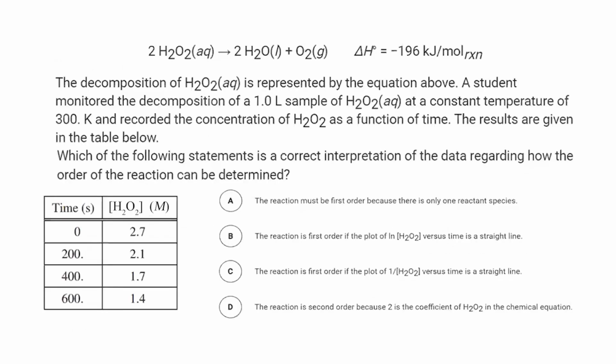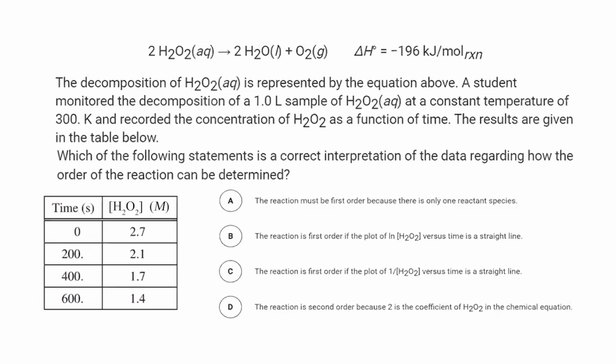Decomposition of hydrogen peroxide is represented above. A student monitored decomposition of 1 liter of H2O2 at a constant temperature of 300 Kelvin, recorded the concentration as a function of time. The results are given below. Which of the following statements is a correct interpretation of the data regarding how the order of the reaction can be determined?